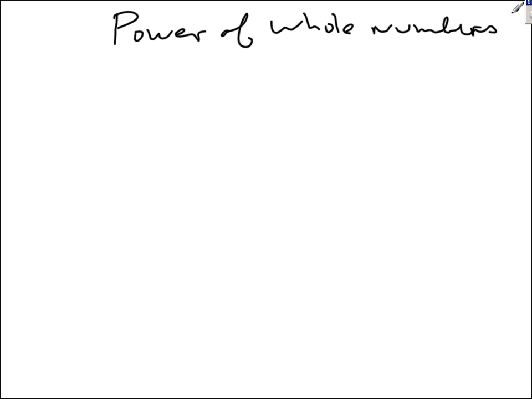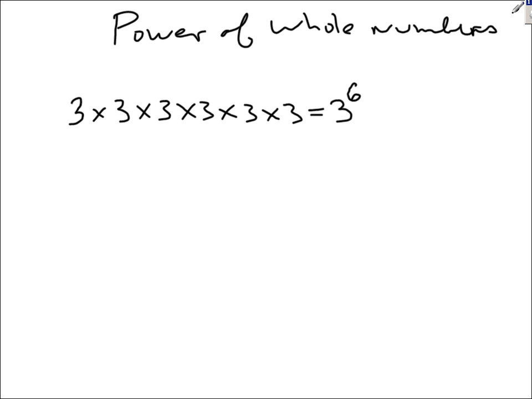But now, what if we have 3 times 3 a number of times? Say 6 times. It'd be nice if we had a shorthand notation for this. Since the number that's being repeatedly multiplied is 3, I write 3 down, and in the upper right-hand corner, I put how many times I'm multiplying it. That's the shorthand notation.